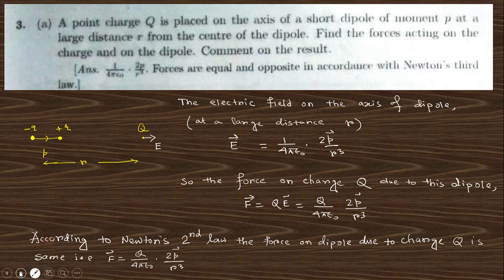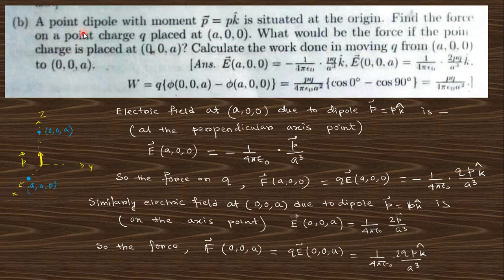Next question, that is question 3b, which says that a point dipole along the k direction, the z direction, is situated at the origin. This is the dipole at the origin. Find the force on the point charge q placed at this position. At this position you need to find out the force, and what will be the force on the point charge placed at that position.